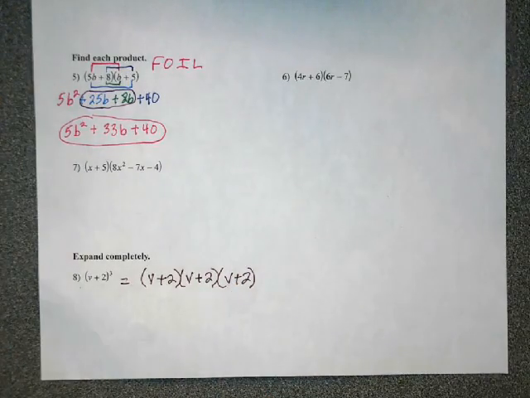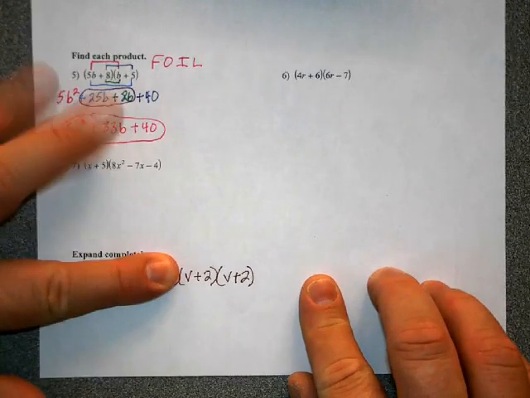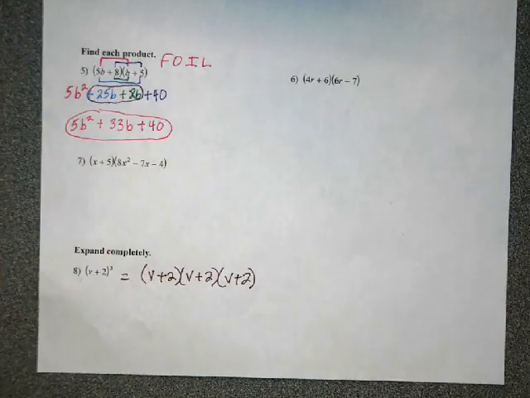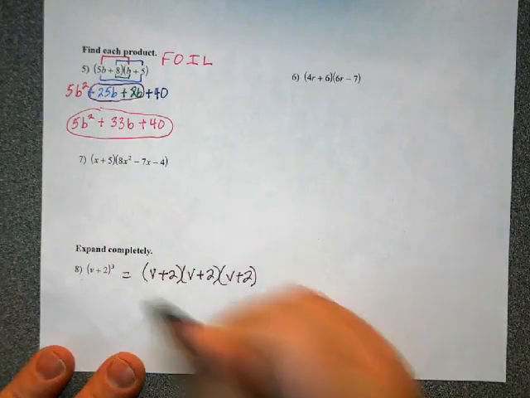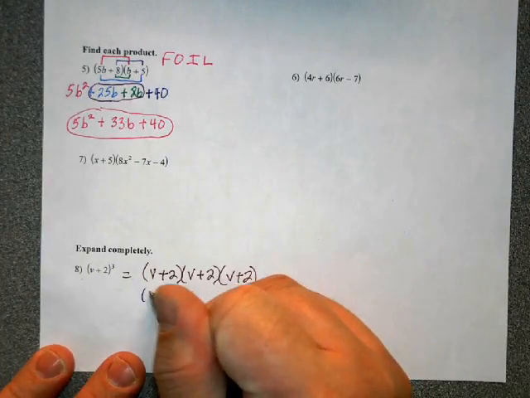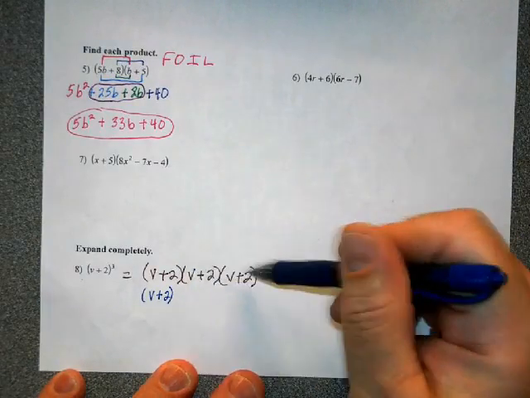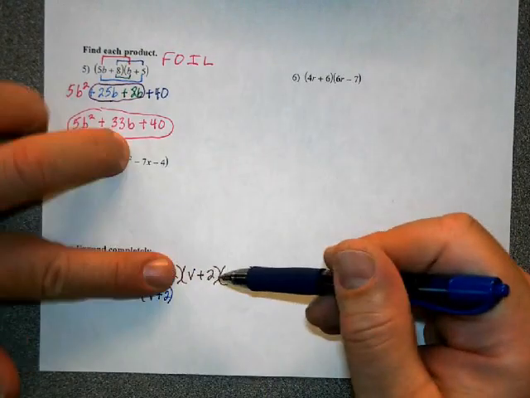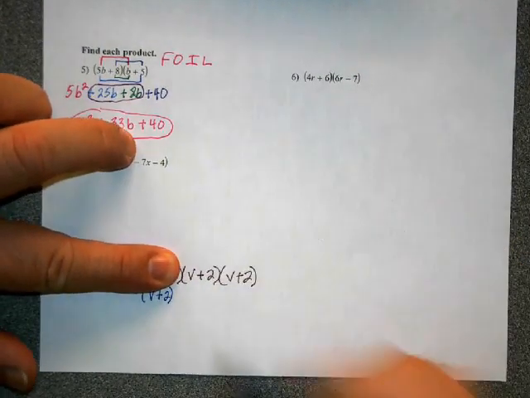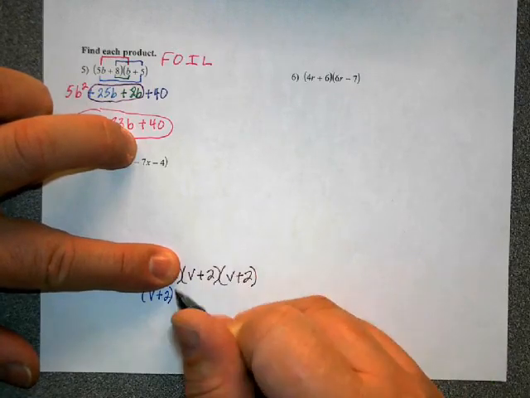Now, we know how to multiply 2 of these together, right? We just did it. So that's what we're going to do. We're going to carry down this v plus 2. And then we're going to do FOIL on these 2 quantities. So I have v times v is v squared.